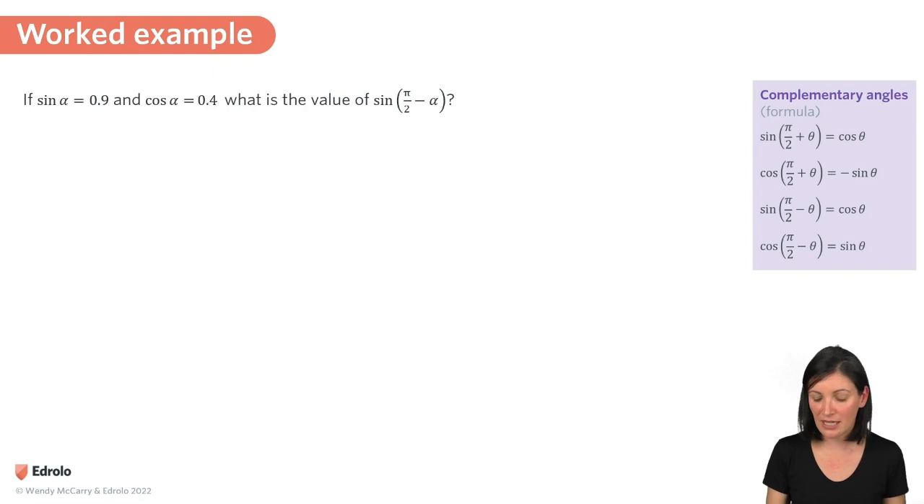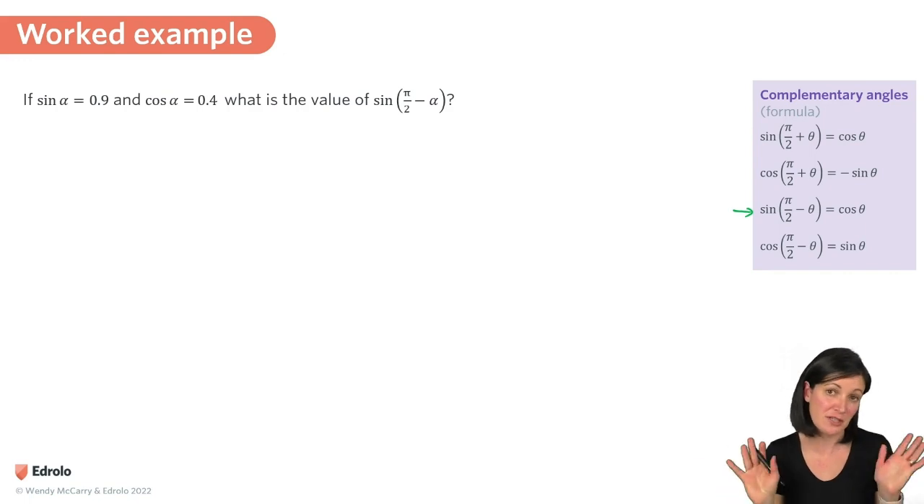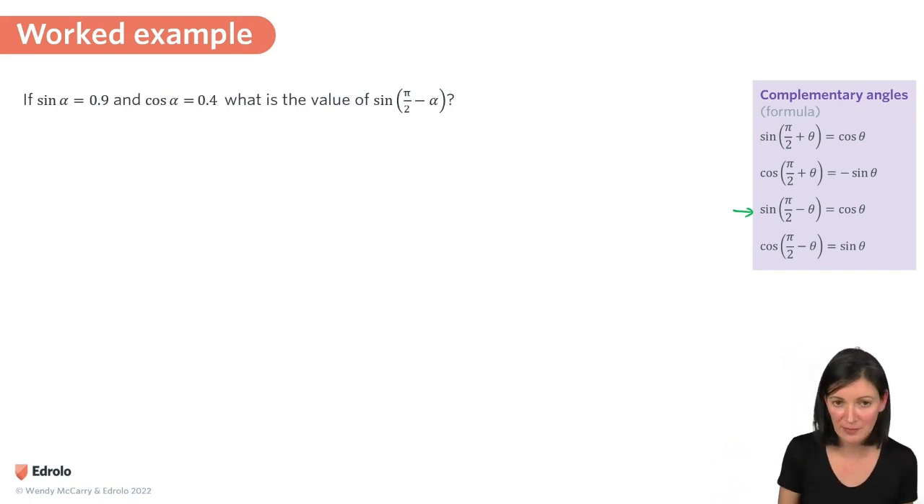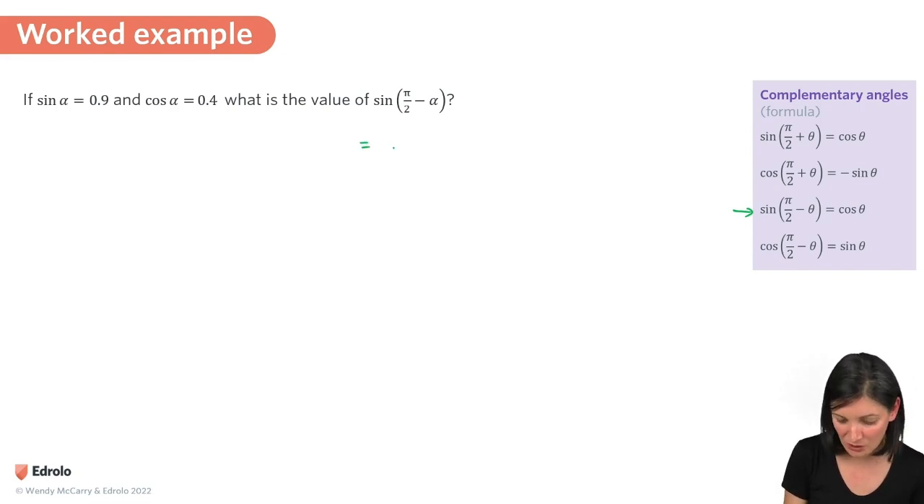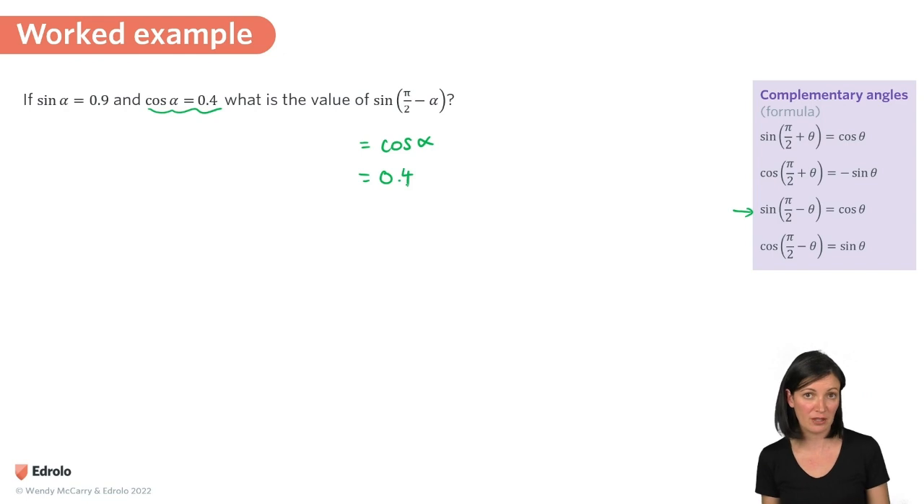So let's look at our relationship. The sine of pi on 2 minus alpha is equal to the cos of alpha. I've just used a different Greek letter for you there, okay? So sine of pi on 2 minus alpha is going to be equal to the cos of whatever alpha is. So that's actually going to be equal to the cos of alpha, which is now 0.4.